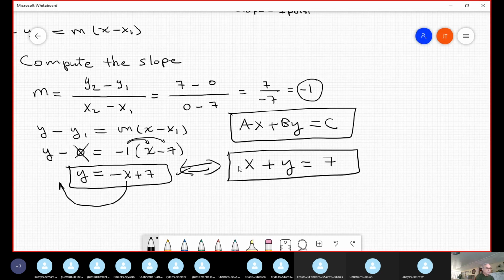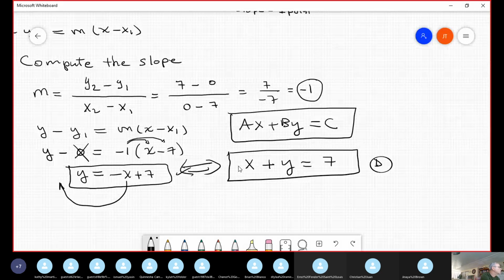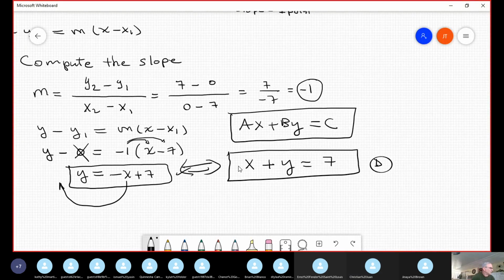They correspond with option D. Any question? Super. Let's practice. I recommend practicing two more examples of this. You can read them in the super package. I put a lot in there.